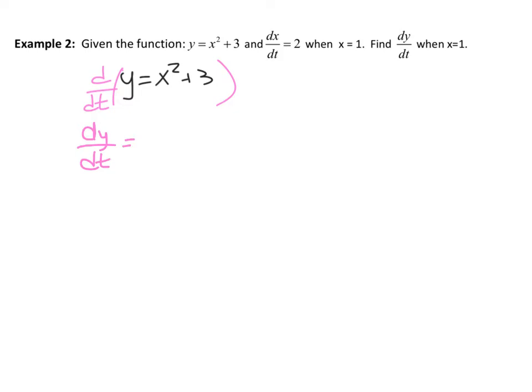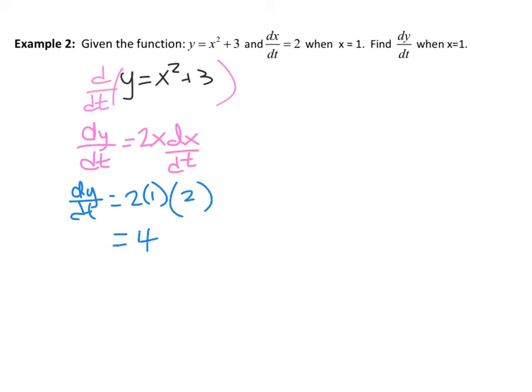The derivative of x squared with respect to t is going to be 2x times dx/dt. Thankfully, the derivative of 3 is just 0, so that makes the problem a little easier. Now all you're going to have to do is substitute in. We don't know dy/dt, that's what we're trying to find. We substitute in 2 for y, we substitute in 1 for x, and we substitute in 2 for dx/dt, so my answer is 4.